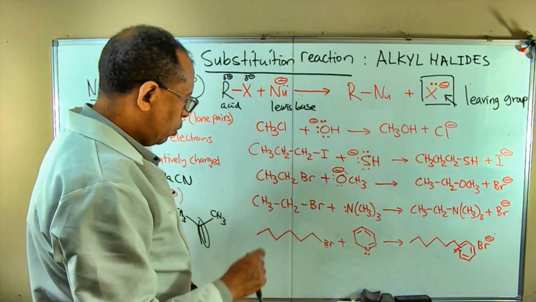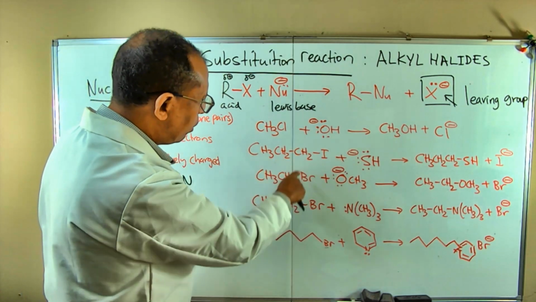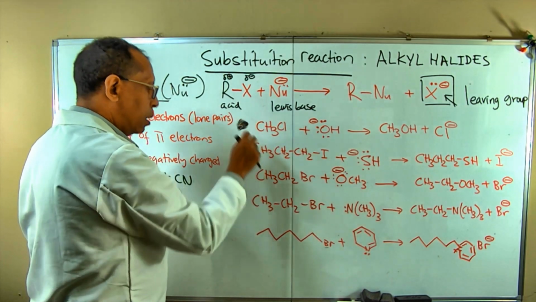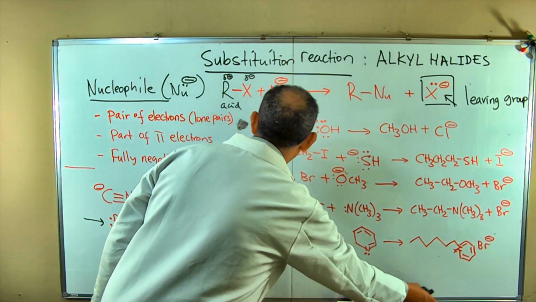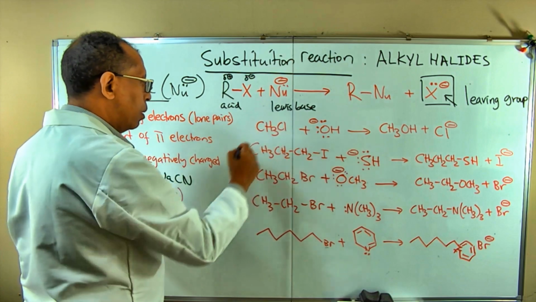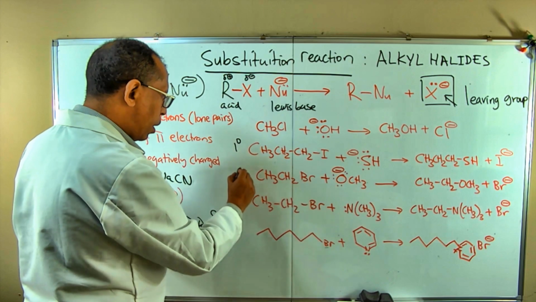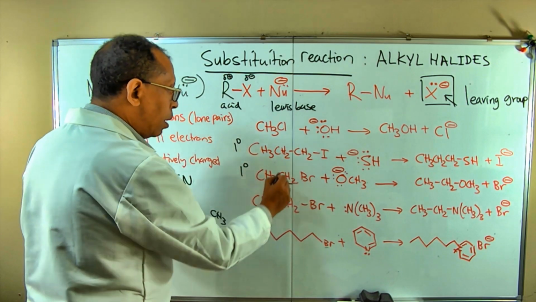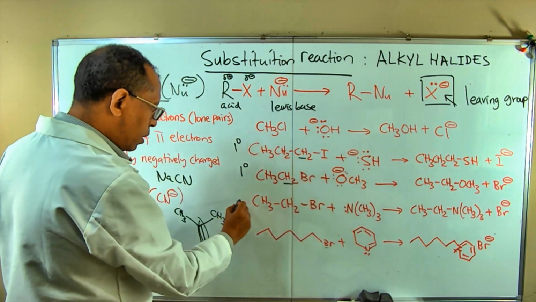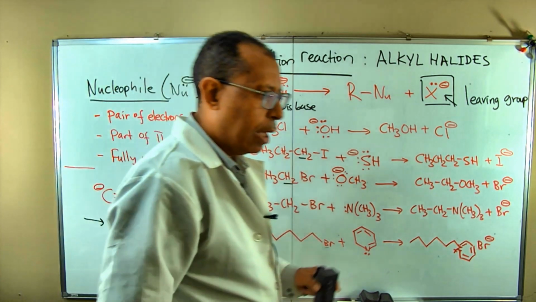Here I have a bunch of substitution reactions. One thing I want to comment on is that all of these alkyl halides given here are primary. This is a methyl halide, sorry. This is a methyl chloride, so we don't call that primary, that's methyl chloride. This is a primary iodide. This is a primary as well, because on this carbon a halogen is attached. This is a primary as well. All of these are primary alkyl halides.